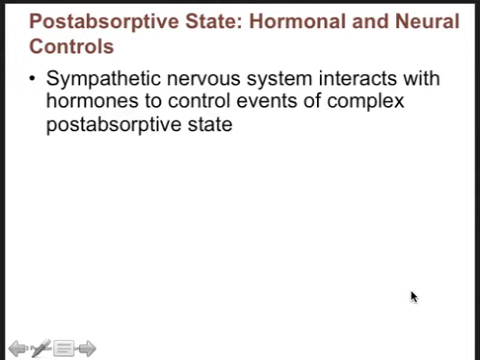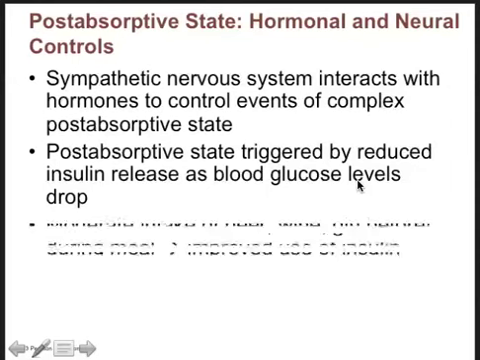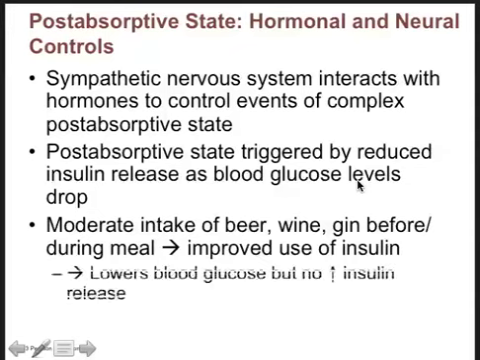Sympathetic nervous system inputs interact with hormones to control events of the post-absorptive state. This state is triggered by reduced insulin release as blood glucose levels drop. Moderate intake of beer, wine, and gin before or during a meal results in the improved use of insulin. This lowers blood glucose, but no increase in insulin is seen.